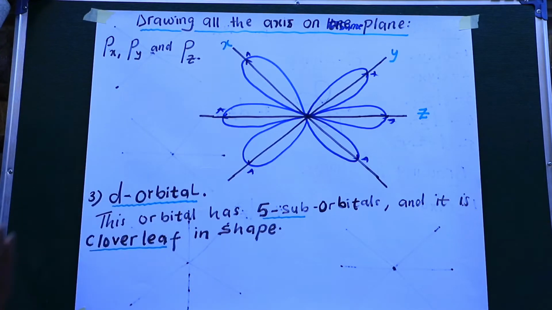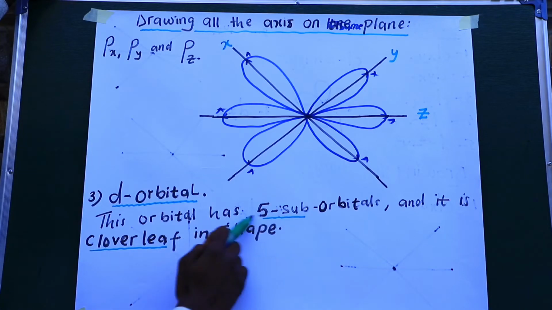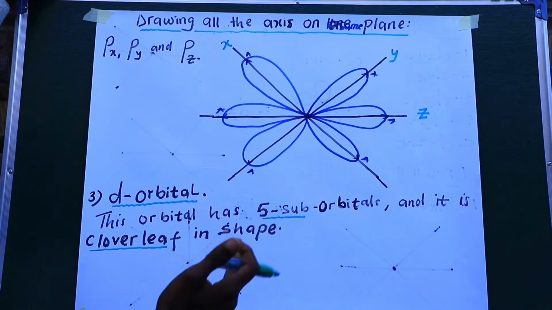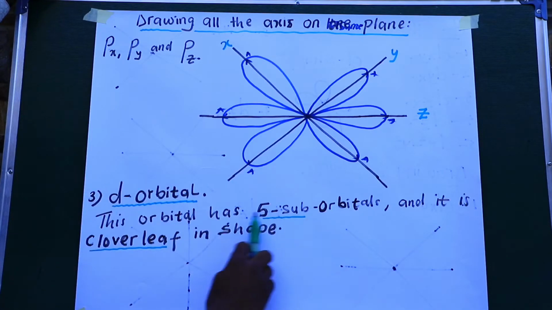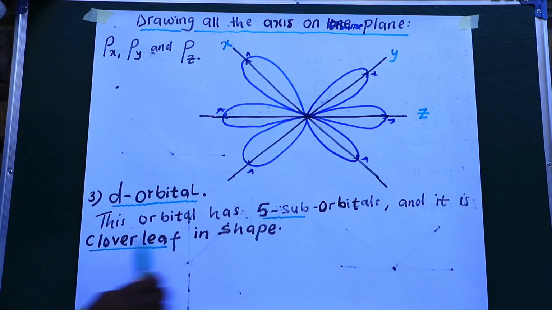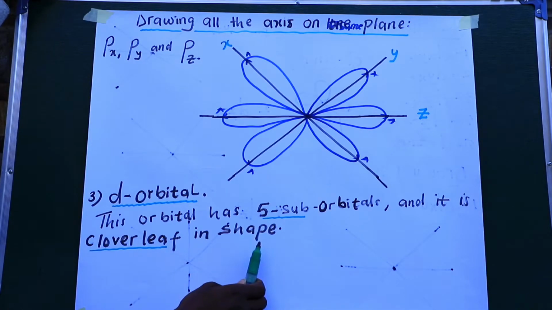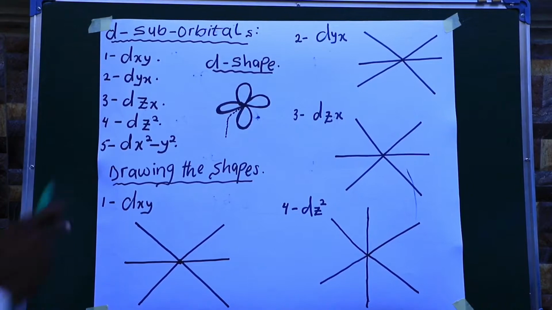So now let's look at number 3, the d orbital. D orbital has 5 suborbitals. It's a little more complicated than the p and s orbitals, and having 5 suborbitals, it is clover leaf in shape. Now we can see how it looks.